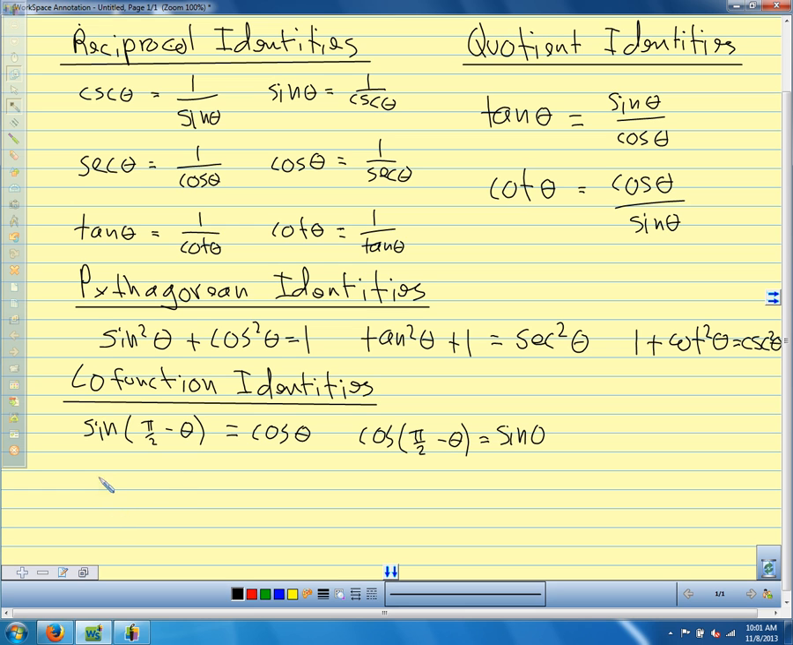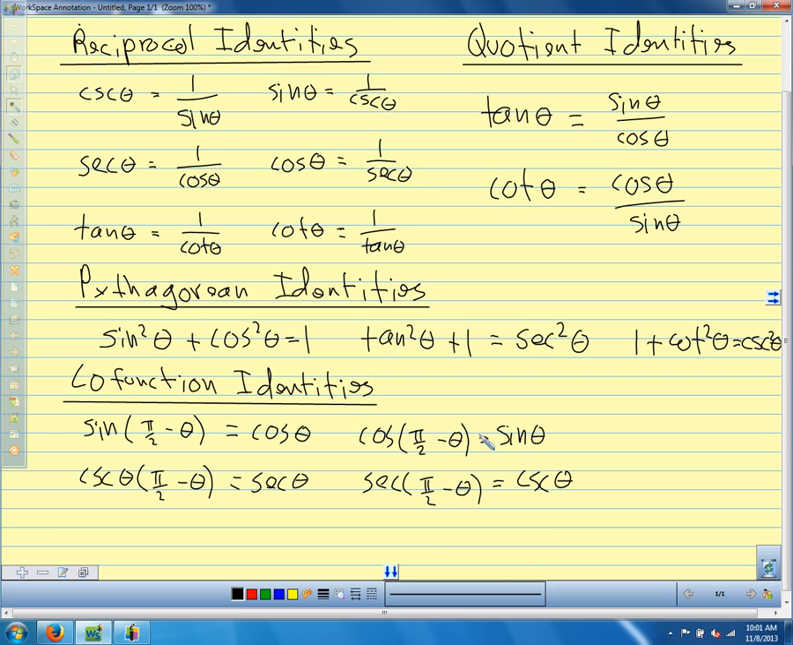The cosecant of pi over 2 minus theta is equal to what? Secant theta. And it works the other way around. So the secant of pi over 2 minus theta is cosecant theta.